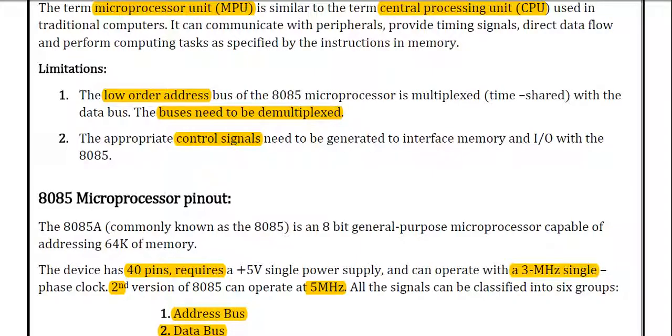Limitations: the lower order address bus of the 8085 microprocessor is multiplexed, time shared, with the data bus. The bus needs to be demultiplexed. Another one, the appropriate control signals need to be generated for interfacing memory and I/O devices with the 8085.